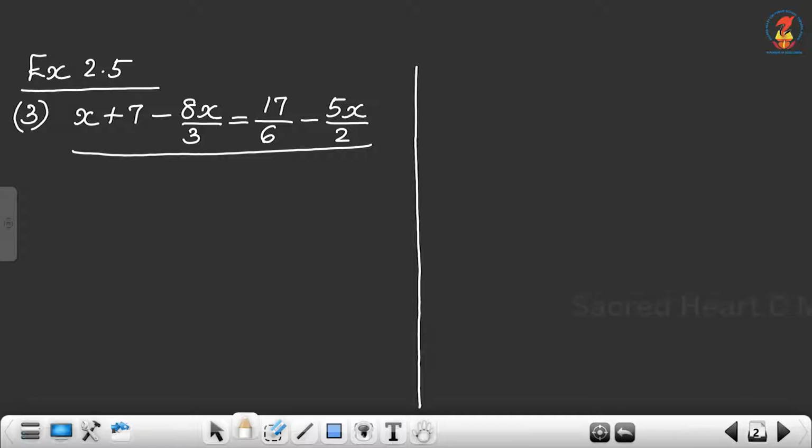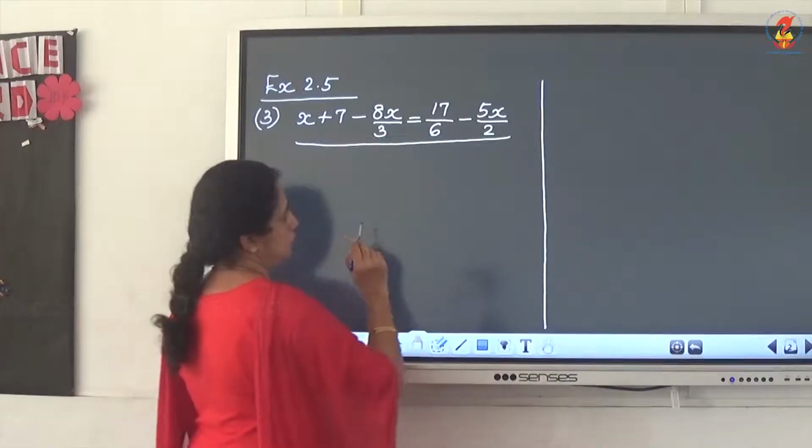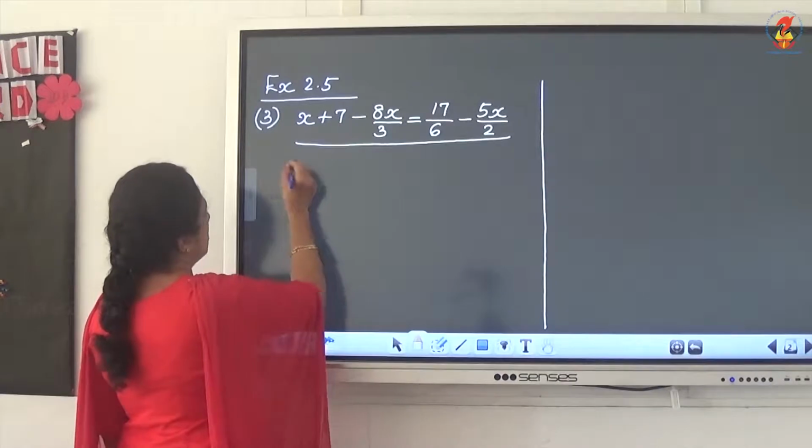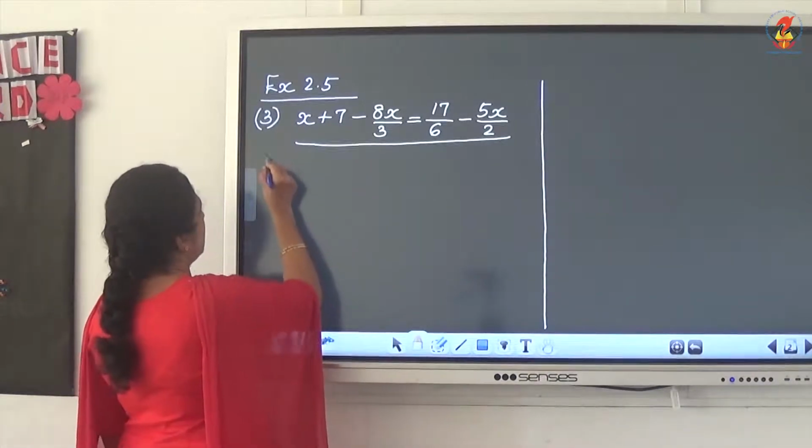Now how can we reduce it to the simple form? Children, do you remember what we have to do? First we look at the denominators. Which are the denominators of the terms? For x the denominator is 1, for 7 it is 1. Now go to the other terms. Here it is 3, 6 and 2. So the first step is to find the LCM. The denominators are 3, 6 and 2.